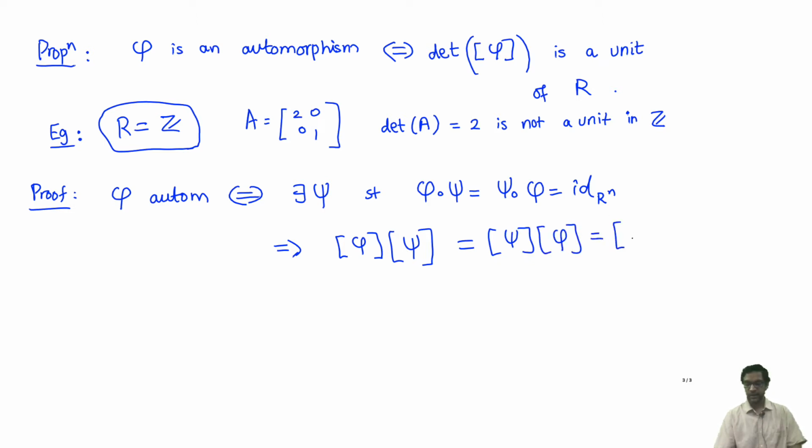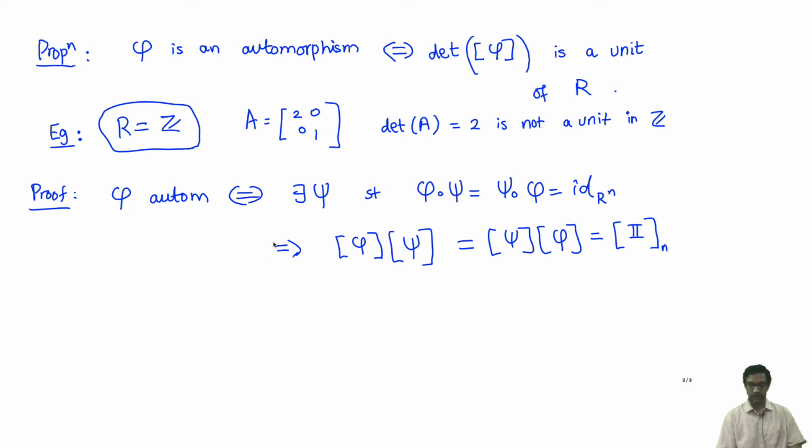And the matrix of the identity operator is just the usual n cross n identity matrix, with ones on the diagonal. Remember, 1 is now an element of the ring R, the multiplicative unit of the ring R. So this is the n cross n identity. Now what does this mean? Conversely, suppose I could find, corresponding to the matrix of phi, another matrix such that the product gave me identity in both directions, then I could just take psi to be the endomorphism whose matrix is that given matrix.